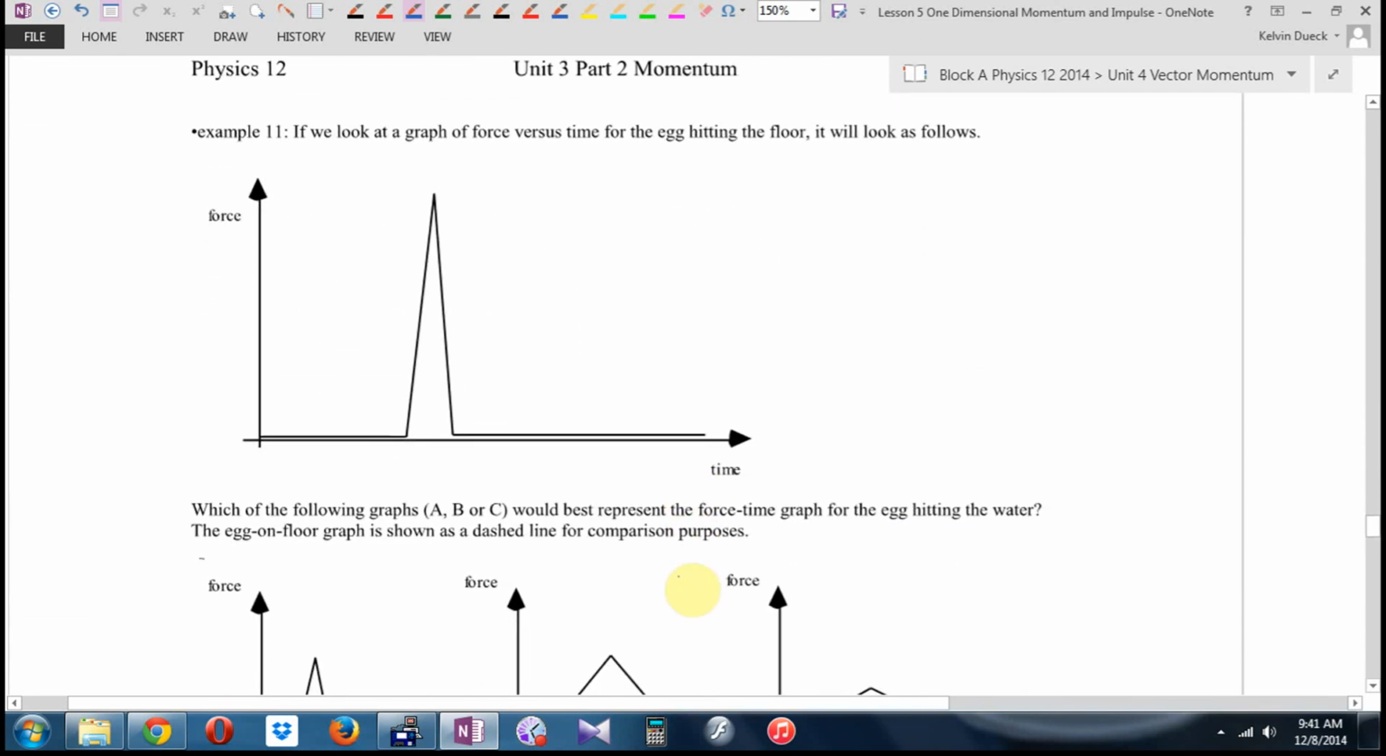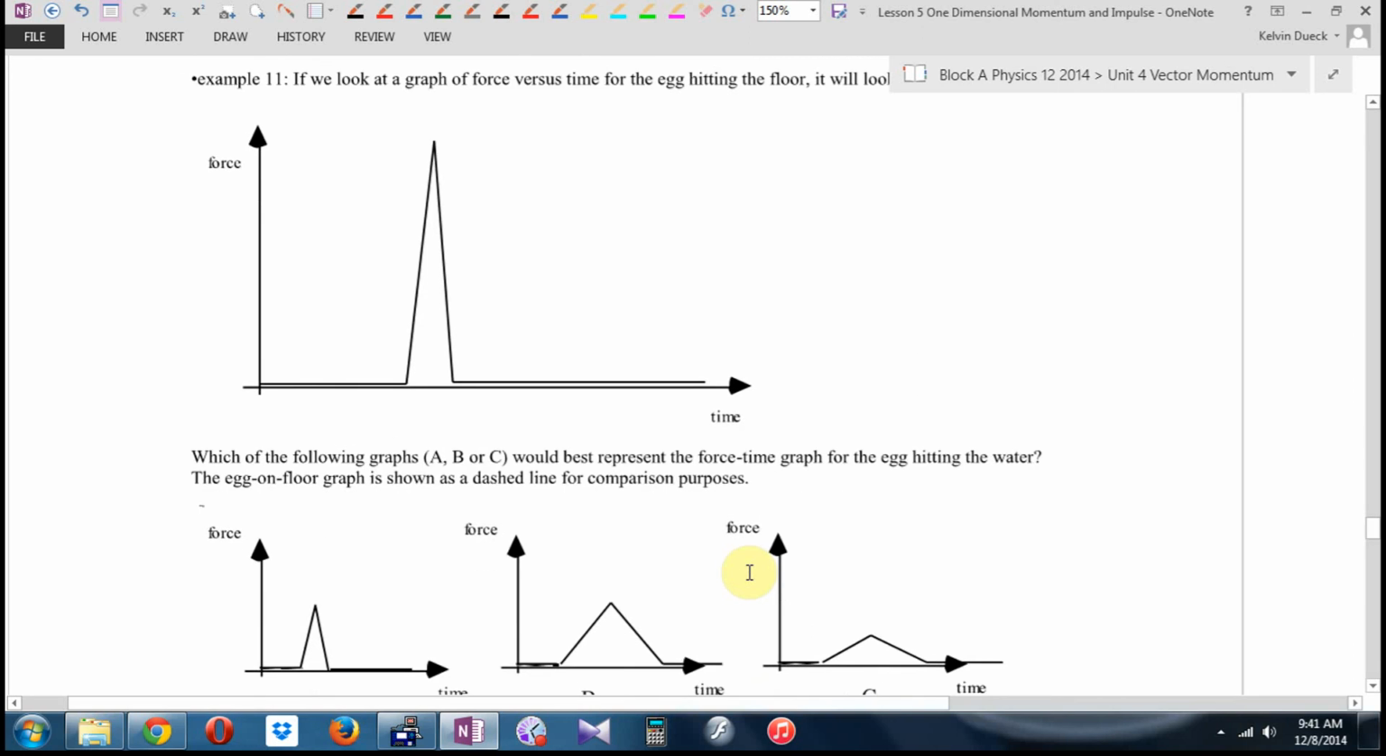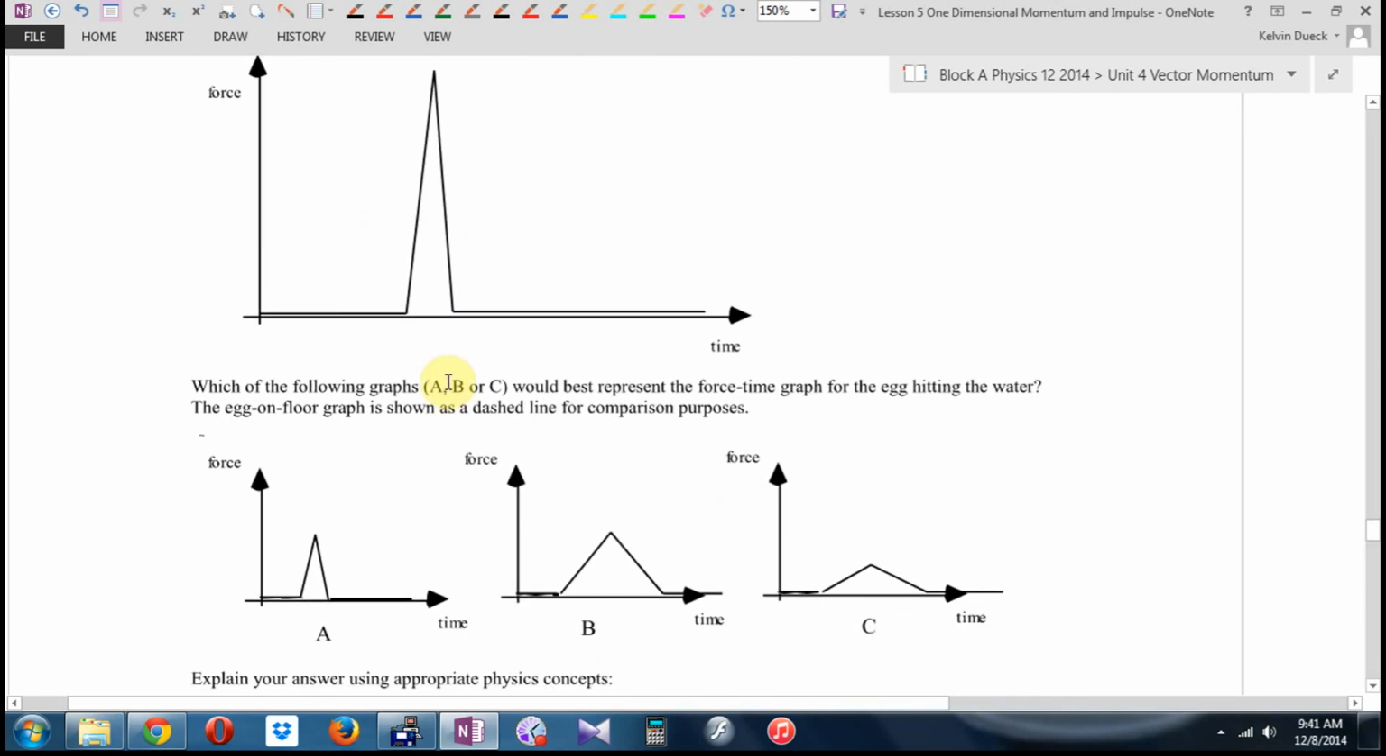So if we looked at a graph of force versus time for the egg hitting the floor, it'll look as follows. So here's the egg hitting the floor. Which of the following graphs, A, B, or C, would best represent the force over time for the egg hitting the water? Which one has to be wrong? What's wrong with A?